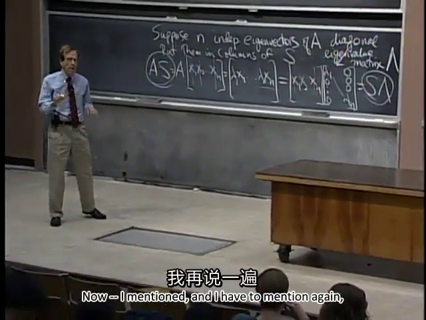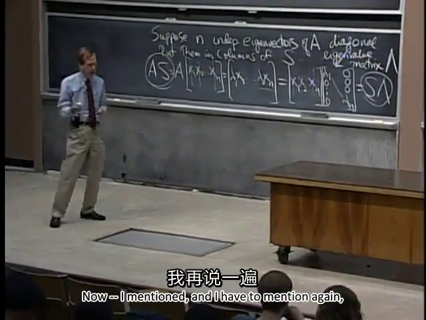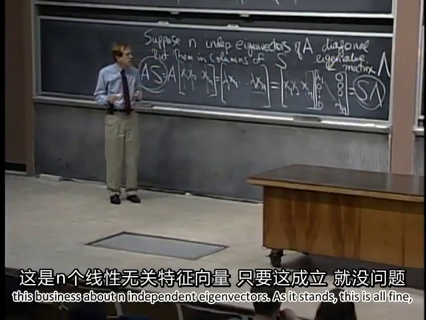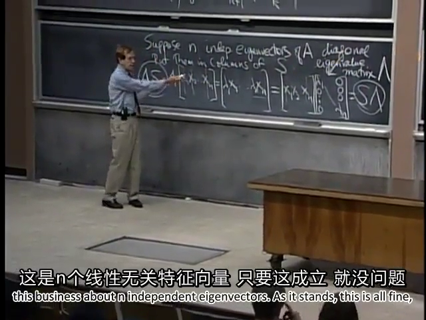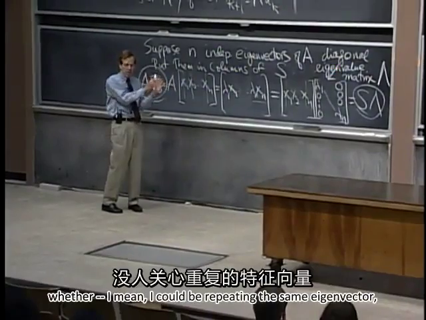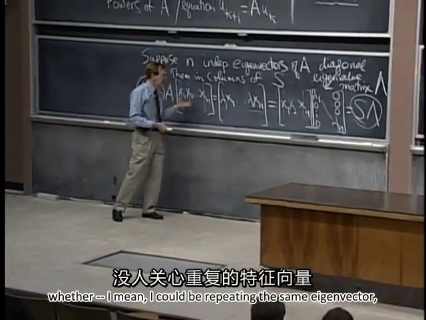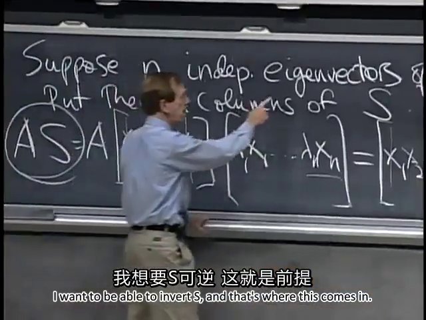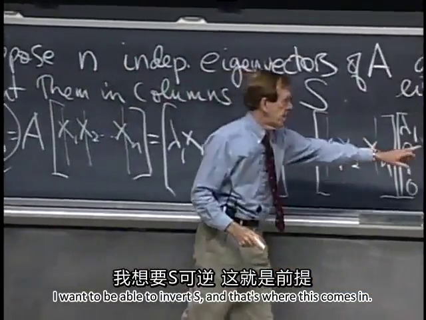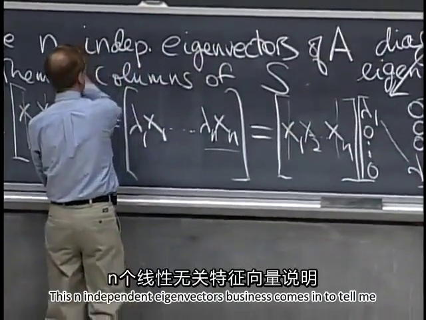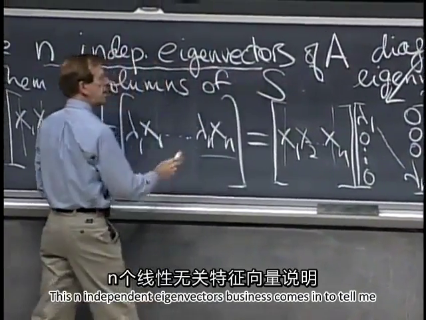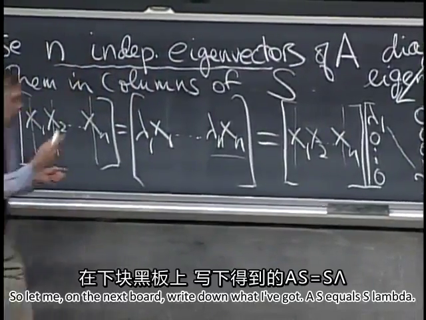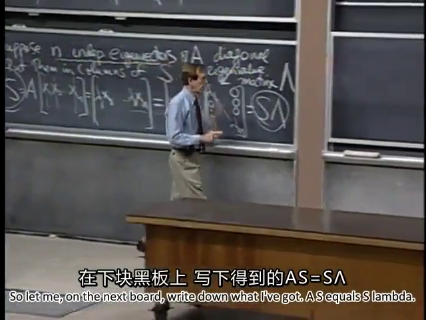Now, I mentioned, and I have to mention again, this business about n independent eigenvectors. As it stands, this is all fine, I mean, I could be repeating the same eigenvector, but I'm not interested in that. I want to be able to invert S, and that's where this comes in. This n independent eigenvectors business tells me that that matrix is invertible. So let me, on the next board, write down what I've got.